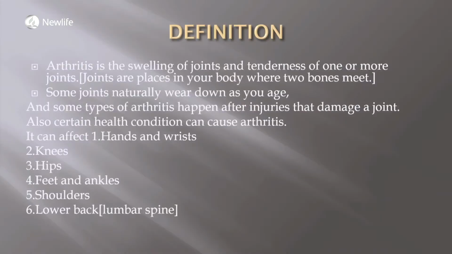It can affect the hands and wrists, the knees, the hips, the feet and ankles, the shoulders, and the lower back. We have types of arthritis, which are osteoarthritis, rheumatoid arthritis, and juvenile arthritis. This affects children under the age of 16 years and is more common in girls.